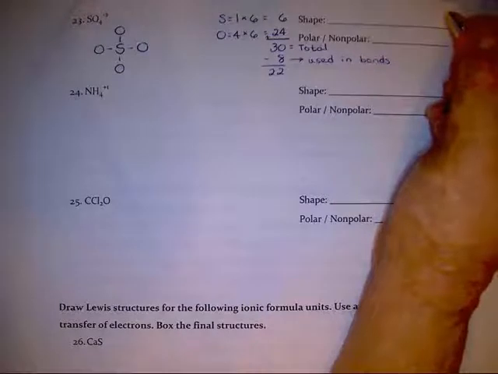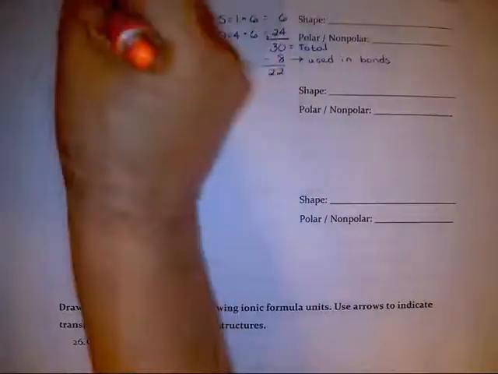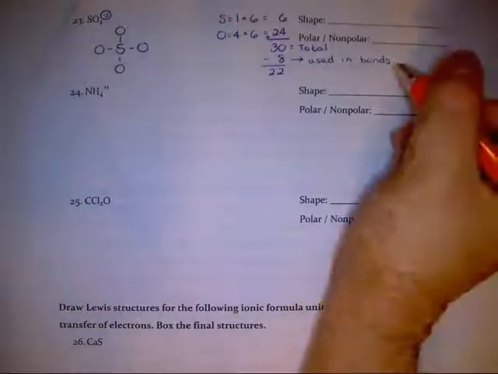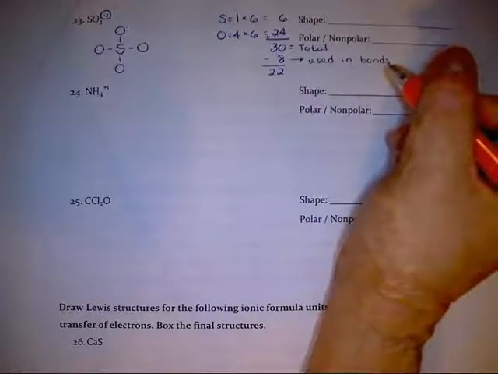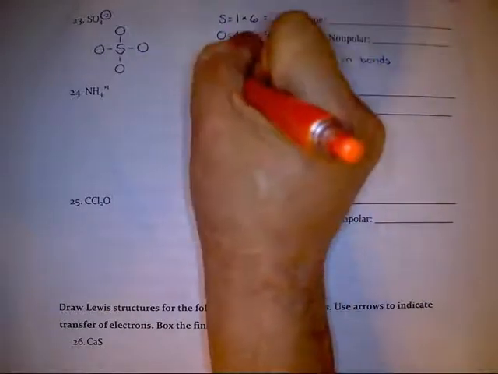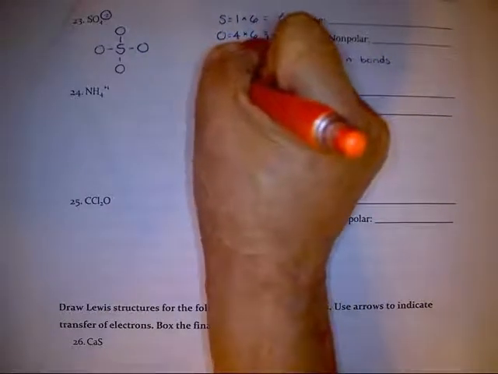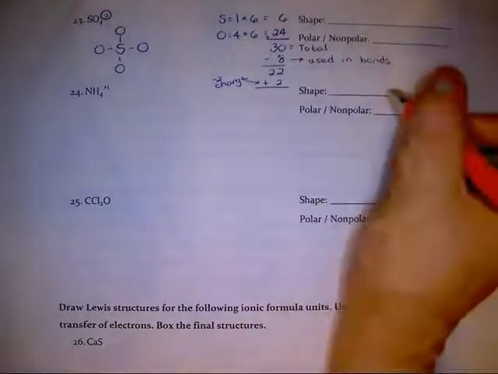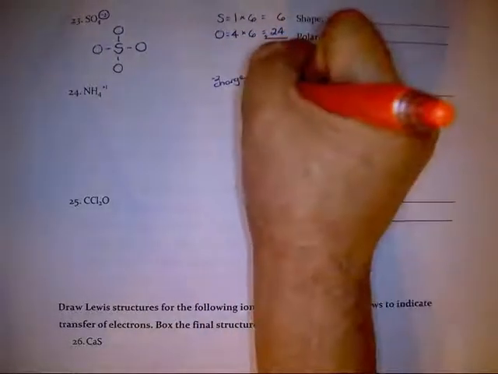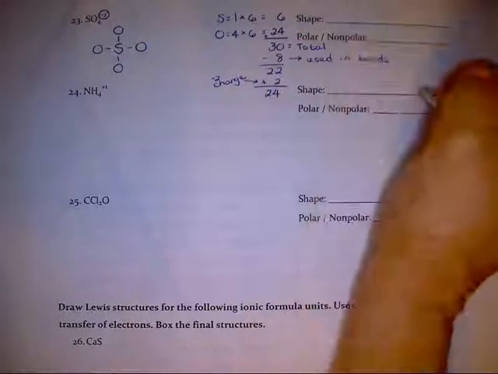But before we get started anywhere, we have to notice that we have a minus 2 charge right here. Now minus 2 just means that it has gained 2 electrons. So from the minus 2 charge, I have to add 2 more electrons. So 22 plus 2 is actually 24. So I'm going to put the 24 all on the O's.